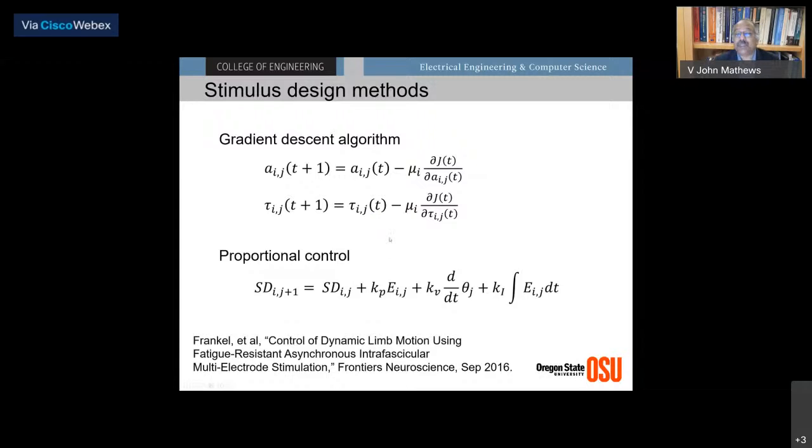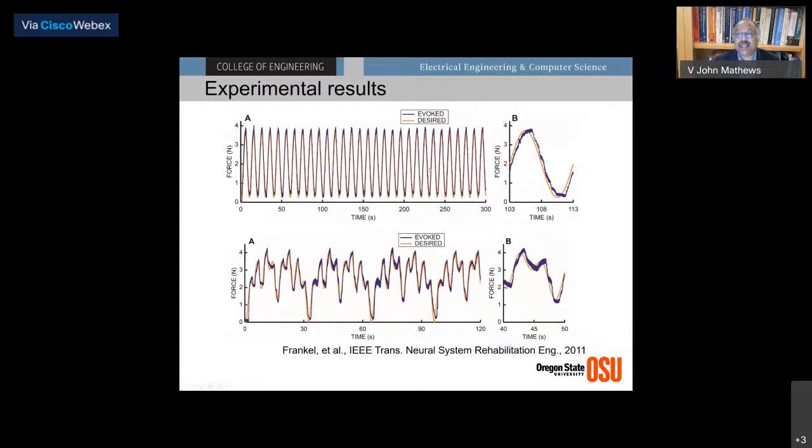But later on, we ended up using proportional control. We mostly use what's known as PIV control, proportional, integral, and velocity-based control. There's a 2016 paper that explains all this in detail, but I will just show you some results. Essentially, each of these figures has 2 plots. Each of these plots has 2 curves in it, one in orange and one in blue. The orange is the desired force profile, and the blue is what was evoked in our experiments.